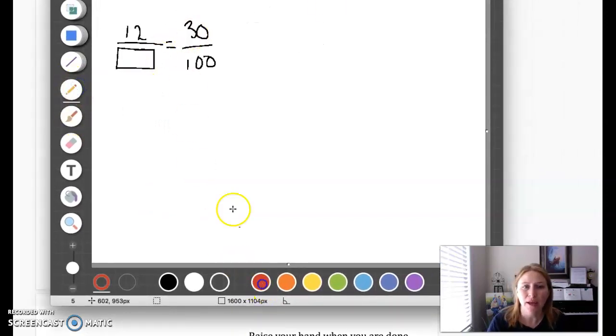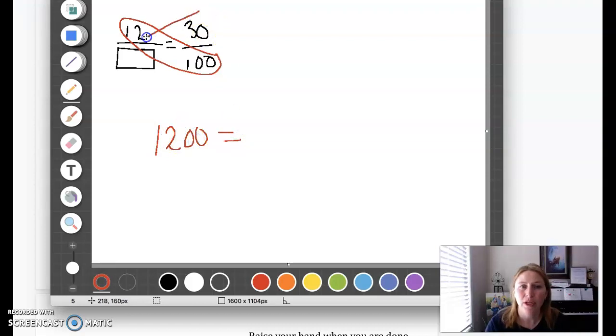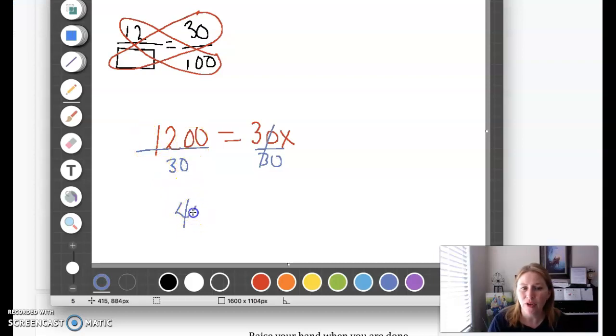So we're going to say 12 times 100, and that is equal to 1200, is equal to 30 times x. And to solve for this, this means multiply. They're touching. The opposite of multiply is divide. So I will divide both sides by 30. And 12 divided by 3 is 4. And one of our zeros cross out, so we have 40. Right? 3 goes into 120 40 times.